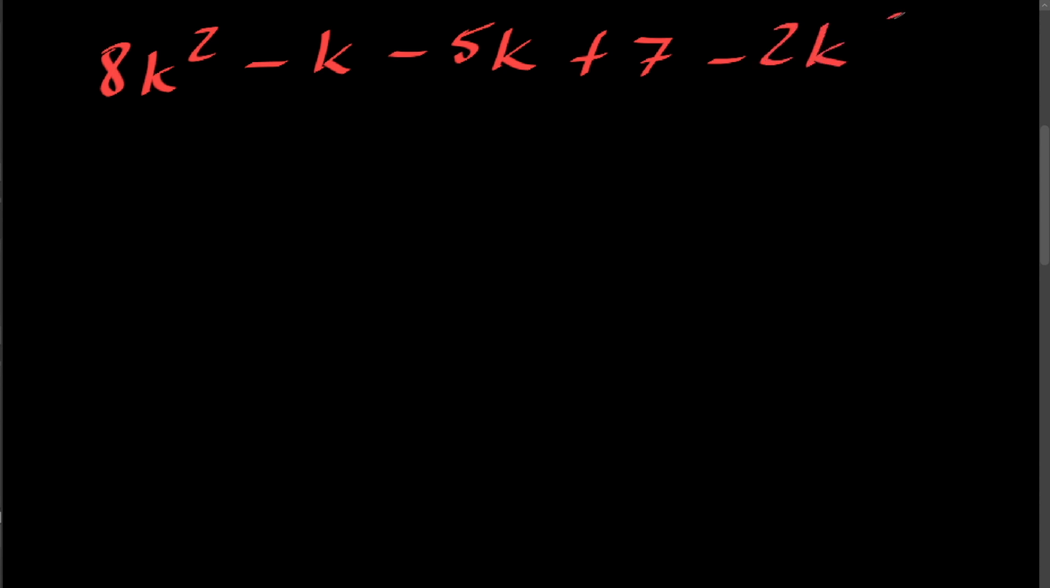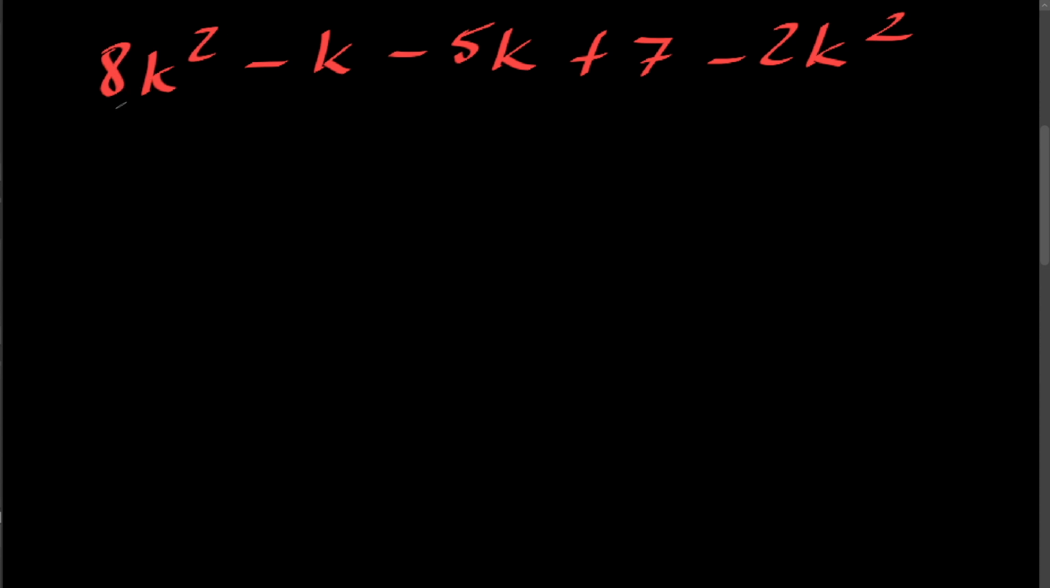So let's look at, let me get a good color here. Okay, let's look at 8k squared minus k minus 5k plus 7 minus 2k squared. All right, now this is going to be a little tricky, but let's see if we can do it. So let's start with 8k squared.